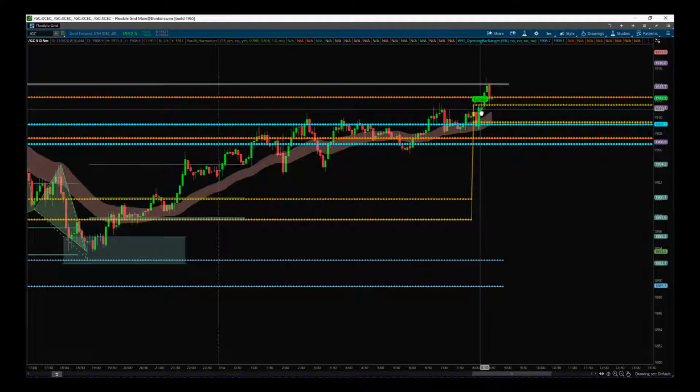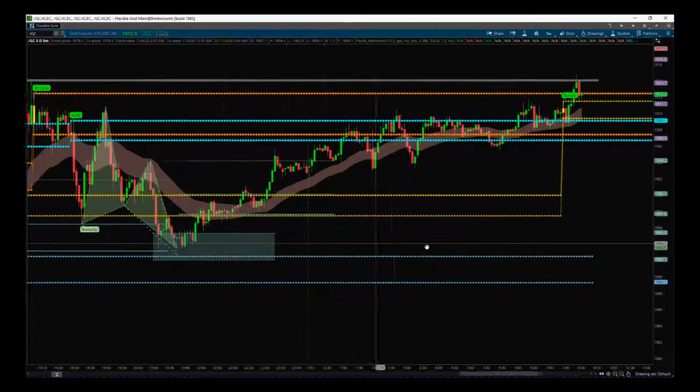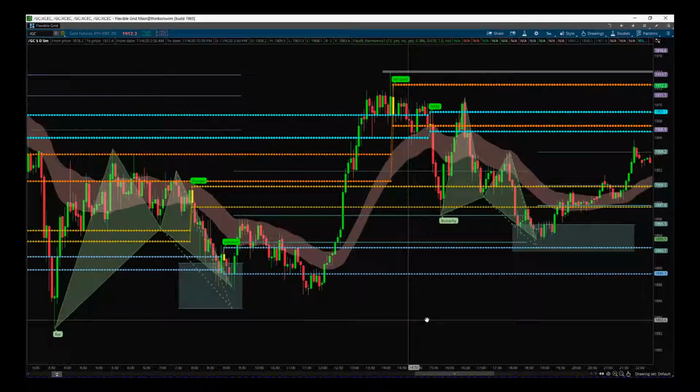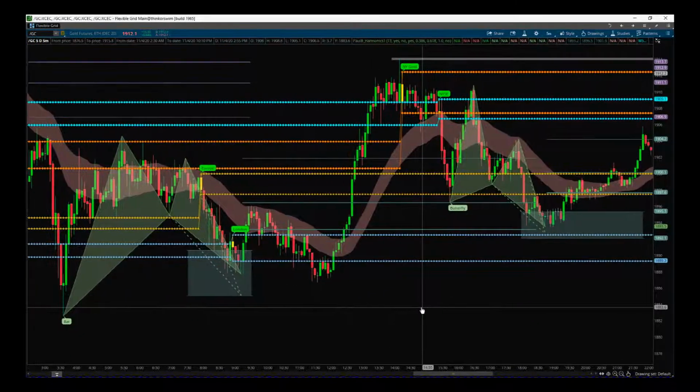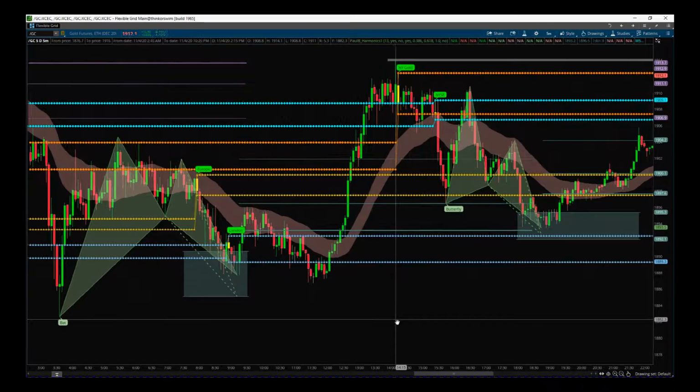We've had the European pit open. We've had a nice long trade into the overnight high, and we're just settling down there. But I want to go back to yesterday and the day before. This is the 5-minute time frame, really favorite time frame of mine on gold.